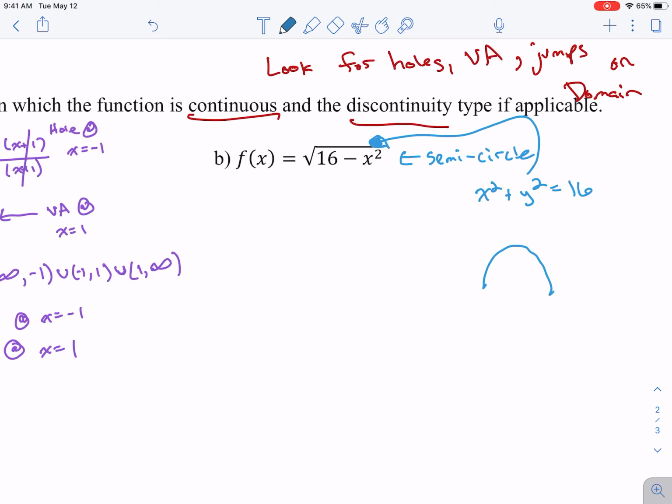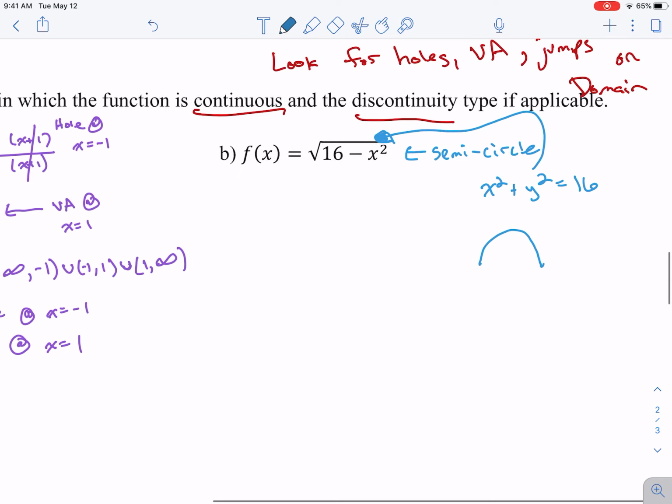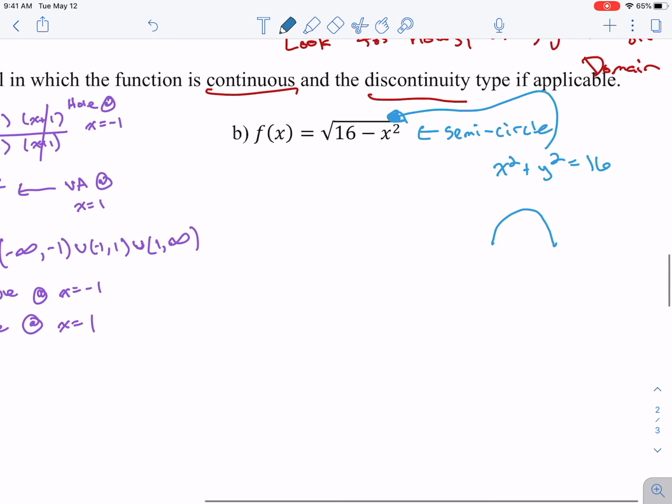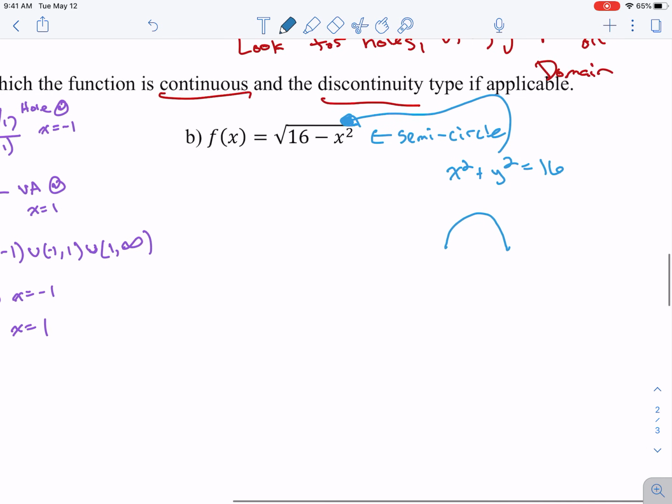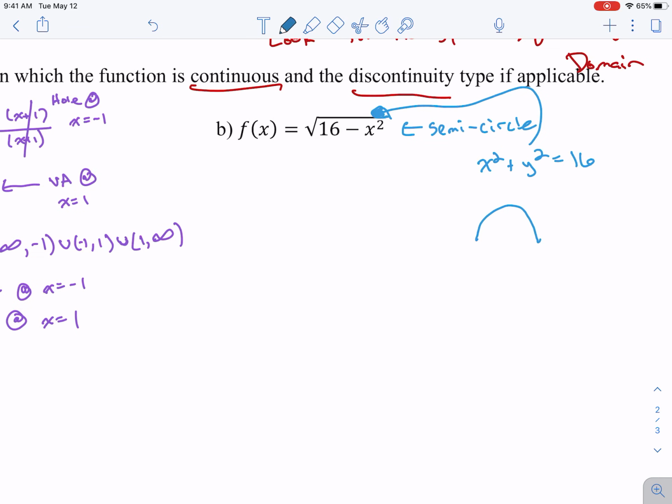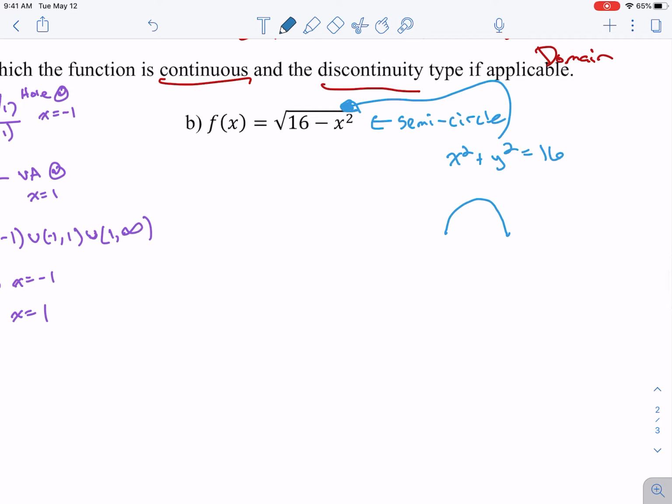Just look at that. Is that continuous? Let me draw that again. Do I pick up my pencil? No, so it's actually going to be continuous all the way through. Now, is it continuous from negative infinity to infinity? Well, that's not in the domain. The domain lies in here. We can't ever have a radical that is less than 0. So 16 minus x squared has to be greater than or equal to 0.